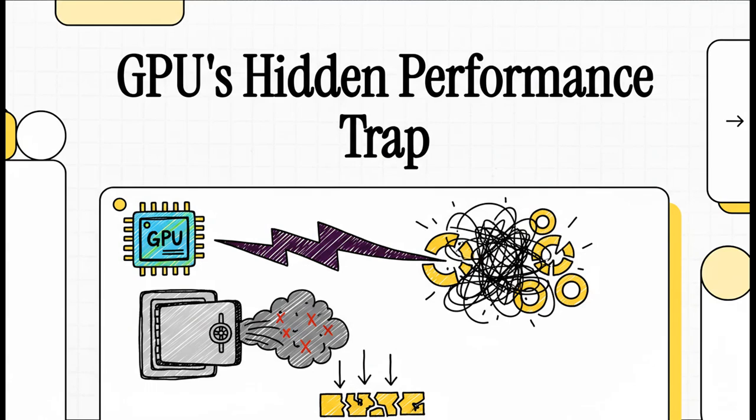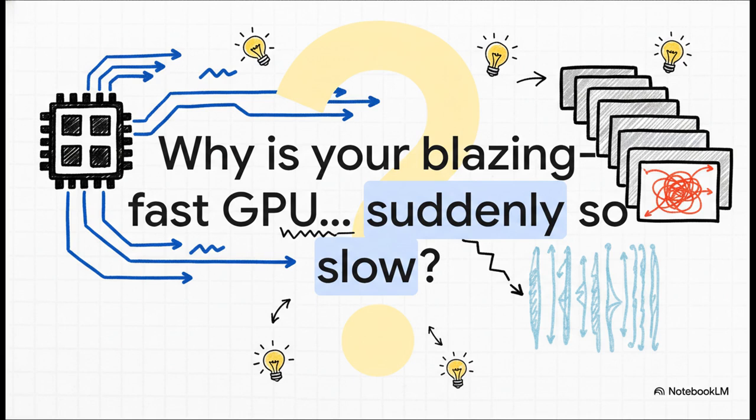Today we're going to talk about something that's a silent killer for your GPU performance: the CUDA bank conflict. So you've got this beast of a GPU, right? Petaflop scale power, just ready to chew through data. But then it slows to a crawl. What's going on? Well, there's this hidden trap in its memory, and we're going to find out exactly what it is.